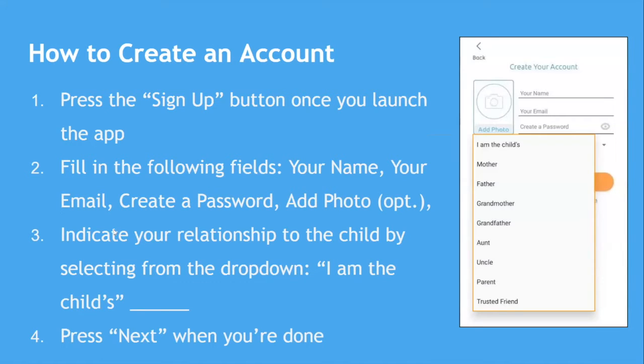Then you indicate your relationship to the child by selecting from the drop-down box. As you can see in this picture here, there are multiple options like mother, father, grandmother, grandfather, and etc. So you choose one of the options, and then you press next when you're done, which is covered by the drop-down box right now in the photo.